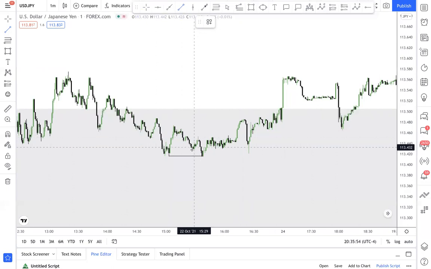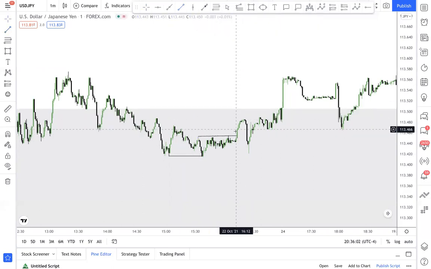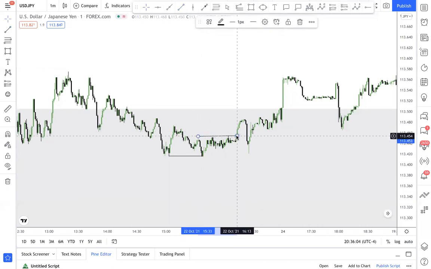So we're looking for a break of structure after the purge on liquidity, which we get here at 16:13 to be exact. Okay, so you have your break in market structure.